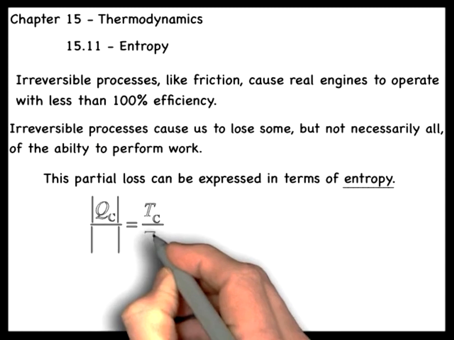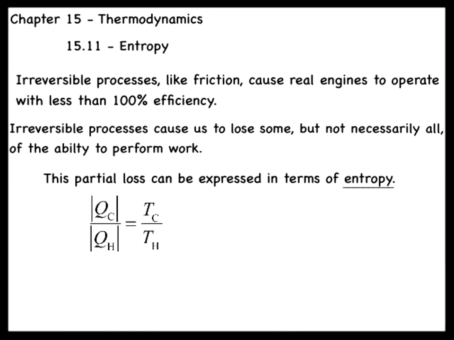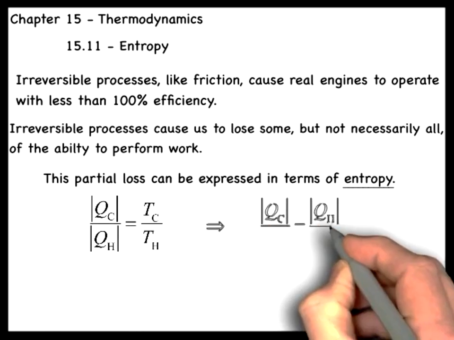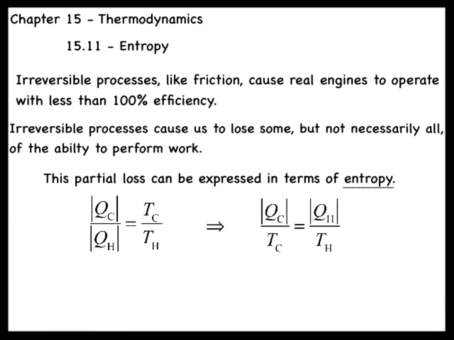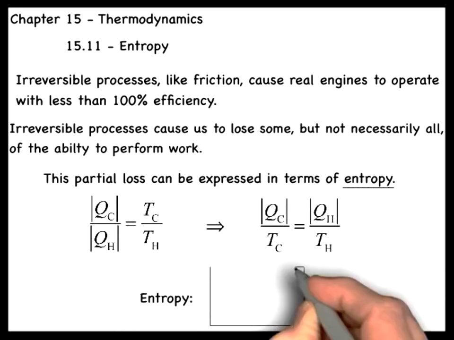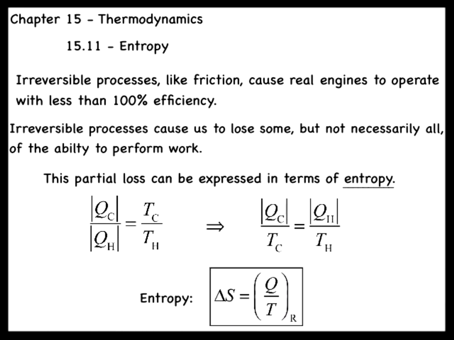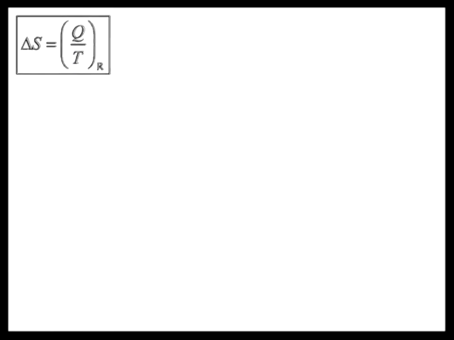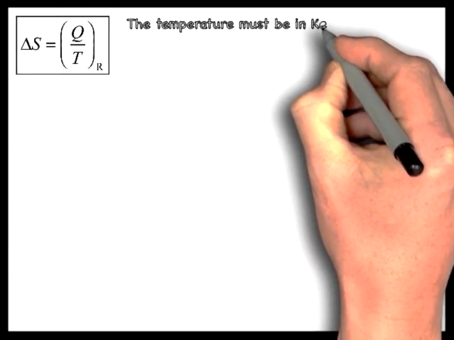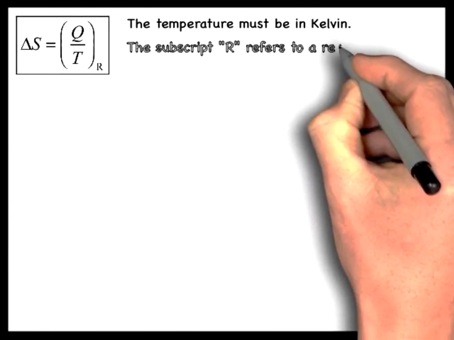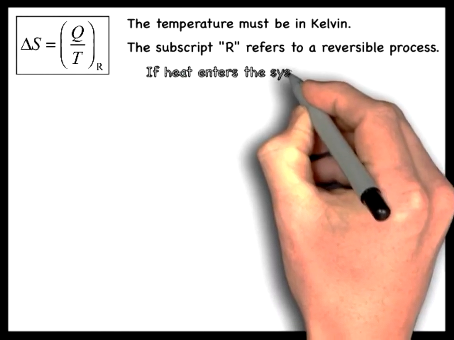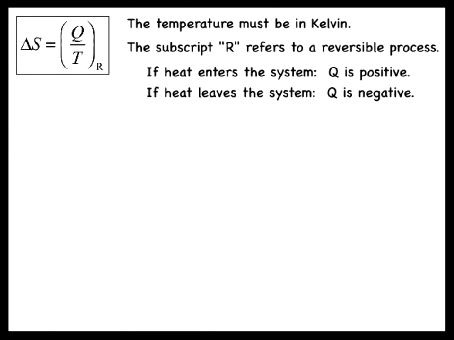Again, we recall equation 15.4, which applies to a Carnot engine. We can rearrange this equation in the following way, which isolates the heat Q divided by the Kelvin temperature T. This quantity, Q over T, is known as the change in entropy, delta S. In this expression, the temperature must be in kelvins, and the subscript R designates a reversible process. This equation applies to any process in which heat enters, a positive Q, or leaves, a negative Q, a system reversibly at a constant temperature.